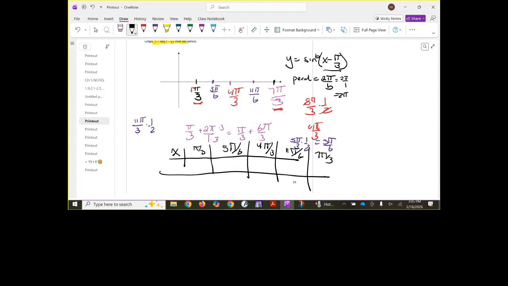Now we're looking at X minus pi over 3. That's just going to give me my traditional pretty numbers. What I mean by pretty numbers: 0, pi over 2, pi, 3 pi over 2, and 2 pi.